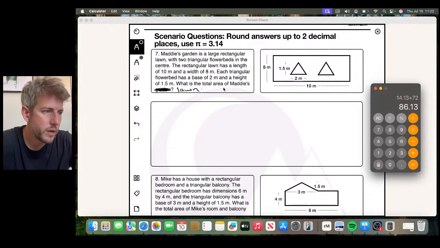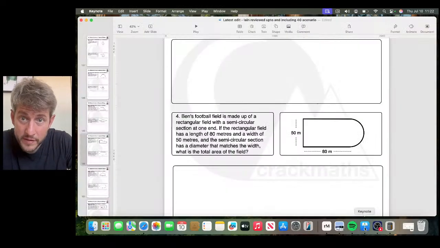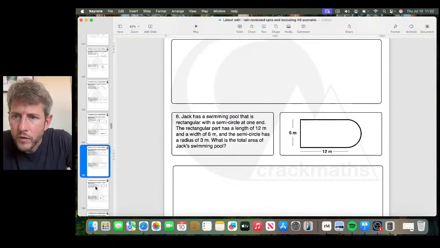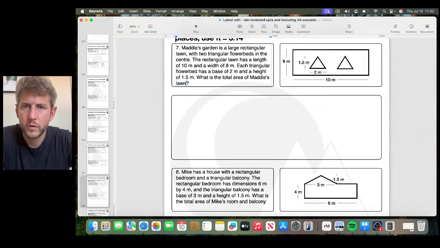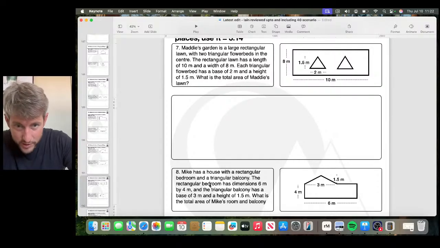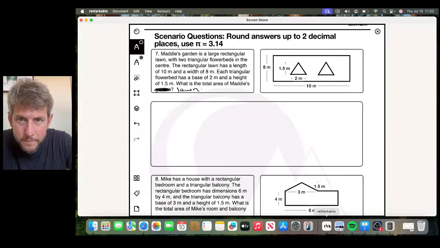So I should have said, what is the total area of Maddie's lawn? Okay, so I will just quickly edit that. Sorry about this. Here we go. I know that people will probably get the gist, but it's nice to do that while I'm here.